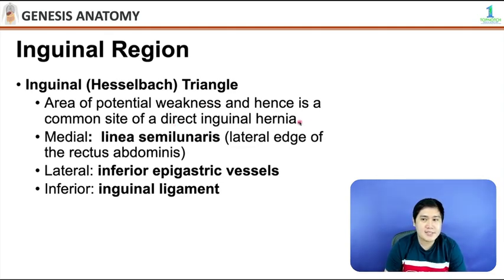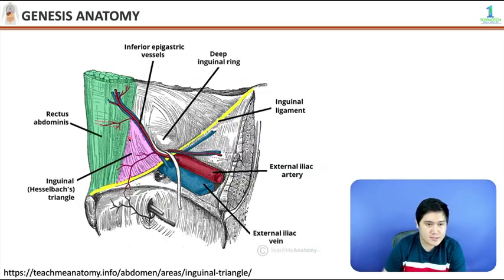So, what are the boundaries of your Hasselbalch's triangle? Let's look at the picture. The boundaries are the linea semilunaris or the lateral border of the rectus abdominis. Inferiorly, you have the inguinal ligament. And laterally, you have the inferior epigastric vessels. So, this portion is the inguinal or Hasselbalch's triangle. This portion is where the direct inguinal hernia occurs.